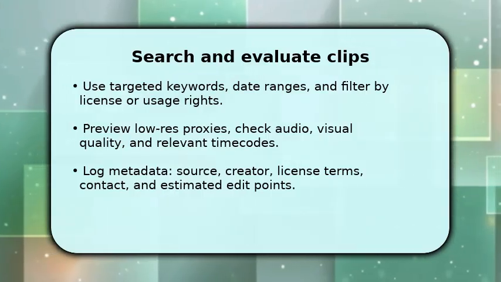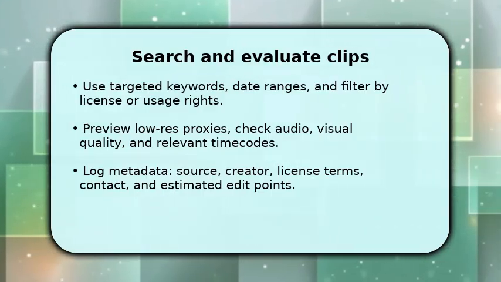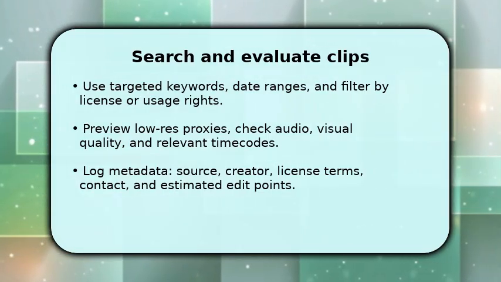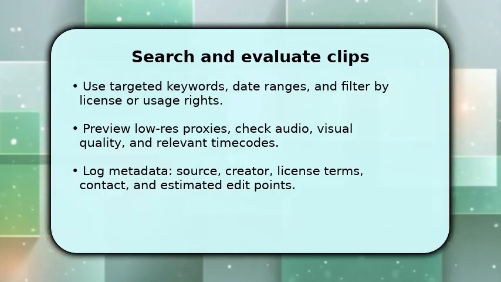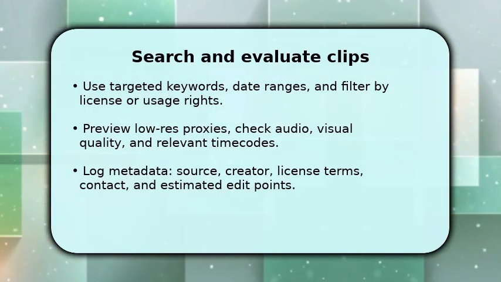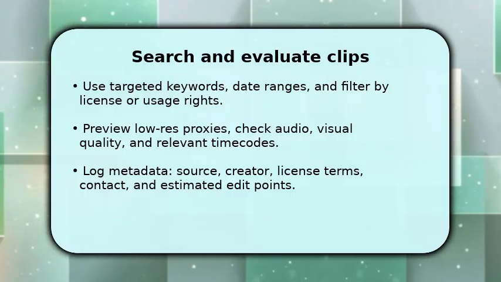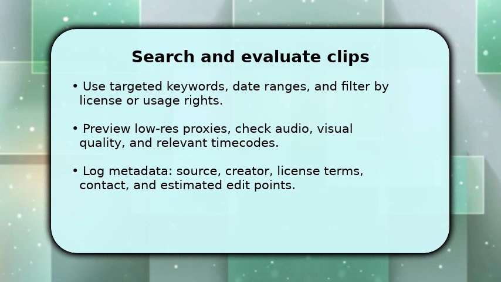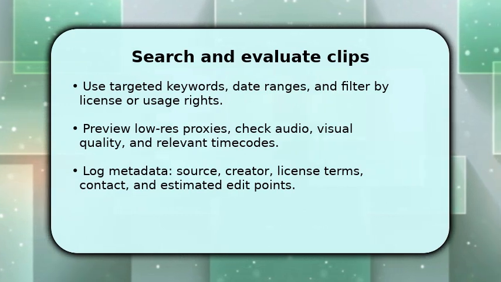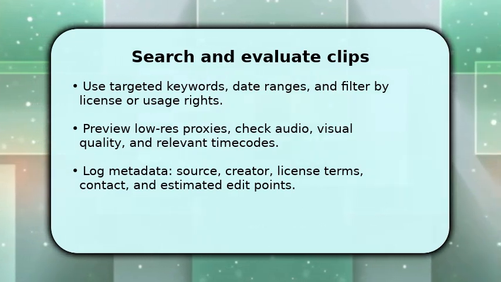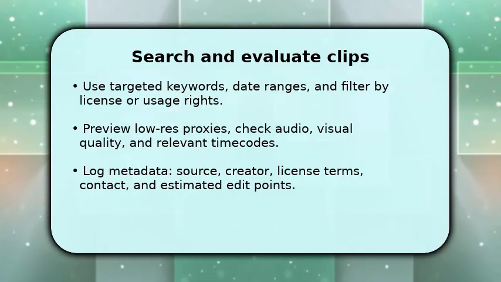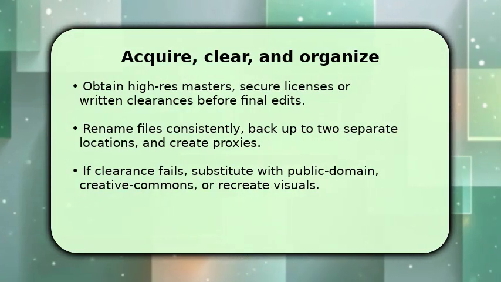Simultaneously record metadata, source, creator, license terms, and any contact info for clearance. Doing this mid-process triage saves editing time and makes rights clearance straightforward, so you can build a usable clip shortlist. Finish by acquiring high-resolution masters and obtaining explicit written permissions for any restricted material. Do not rely on implied consent.